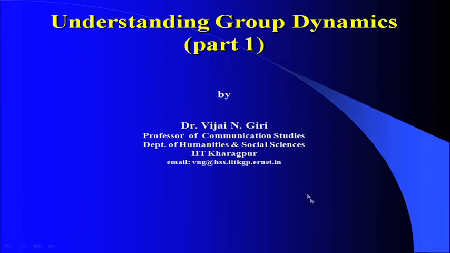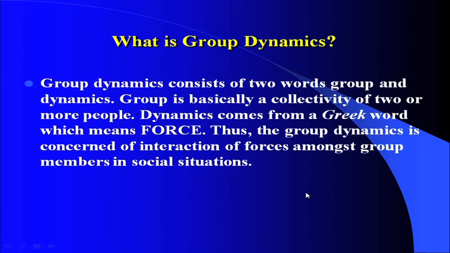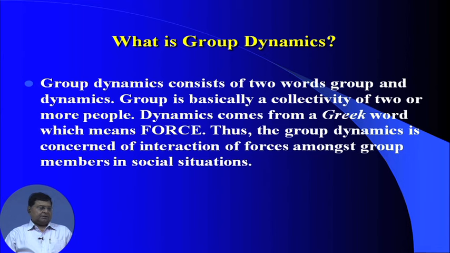Here one can see what group dynamics means. Group dynamics consists of two words, as is obvious, group and dynamics. Group is basically a collectivity of two or more people. And dynamics comes from a Greek word which means force. Thus, group dynamics is concerned with the interaction of forces amongst group members in social situations. So this is the very basic meaning of group dynamics.